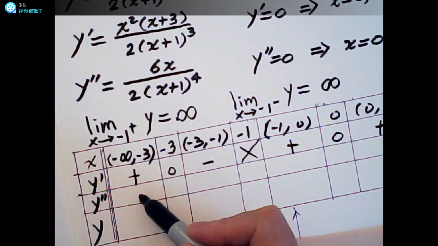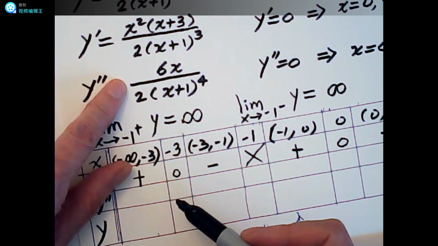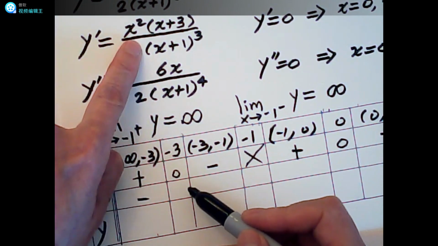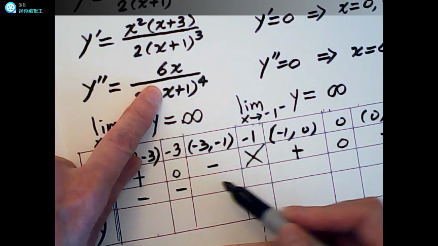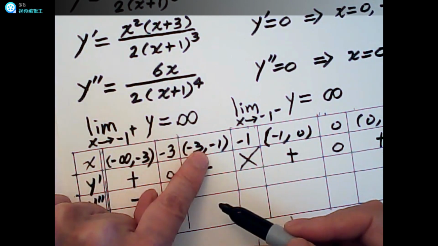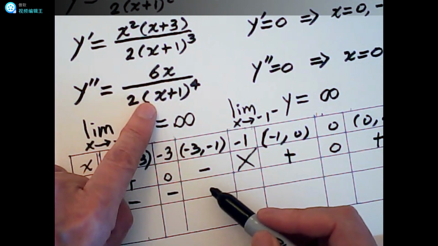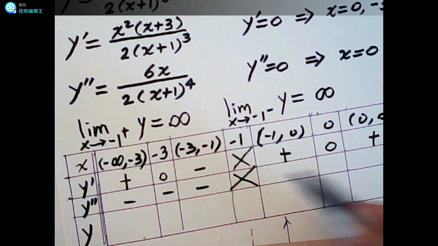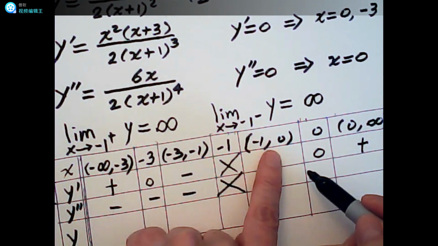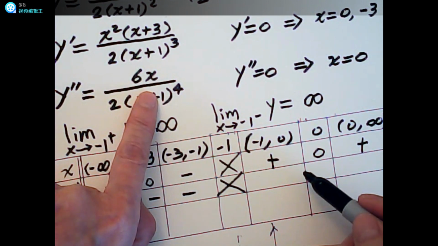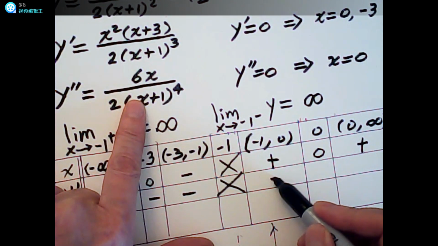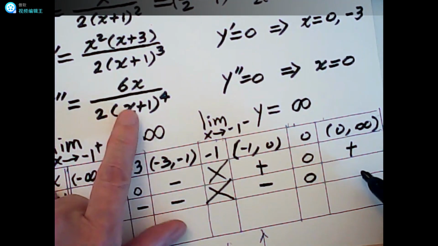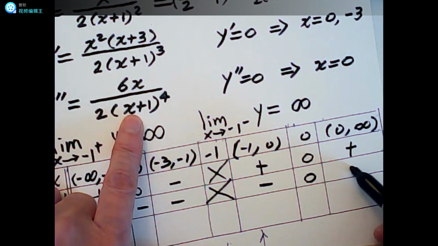Similarly, we do the second derivative. We pick a value, put it in the second derivative, and I have a negative. Minus 3, put it there, we get a negative. Pick a value, minus 2, put it here, it's a negative. Negative 1 is not defined. In this interval, we pick a value, put it here. This is a negative, right? So the overall is a negative. At 0 it is 0. Here I pick a million, so this is positive.